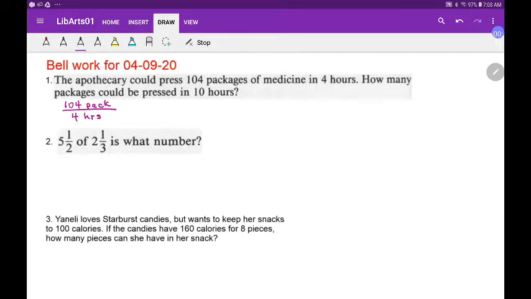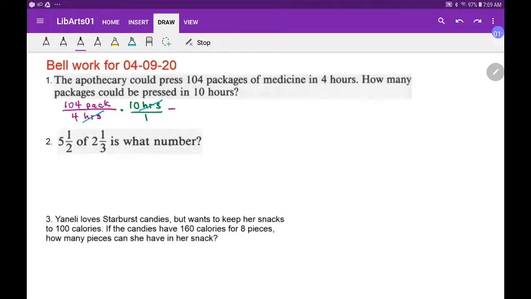And then they're asking us, if you had 10 hours, and we're going to multiply by those 10 hours, how many packages would you get? And it's 10 hours over 1. And we do this because we want the hours to cancel. Whenever we have a rate, and here's the rate right here, 104 packages per 4 hours, we can multiply by something that's on the bottom and make it cancel, and then we'll be left with packages, right?